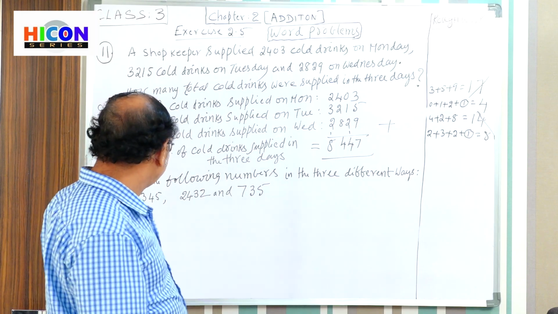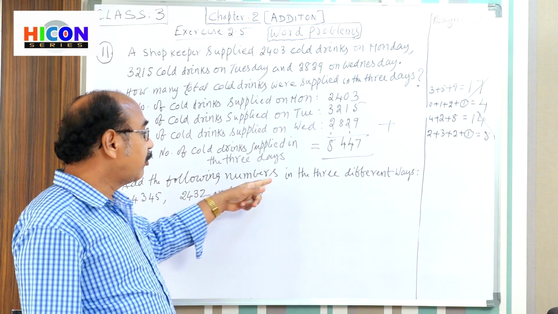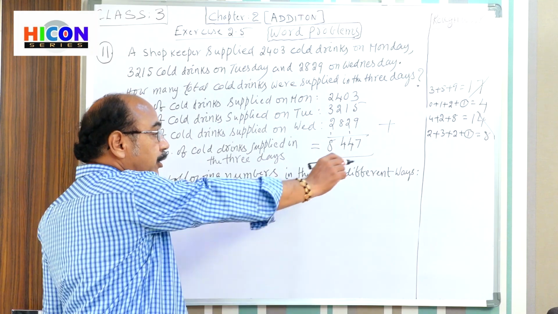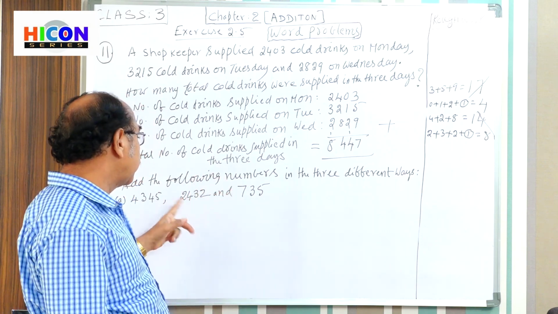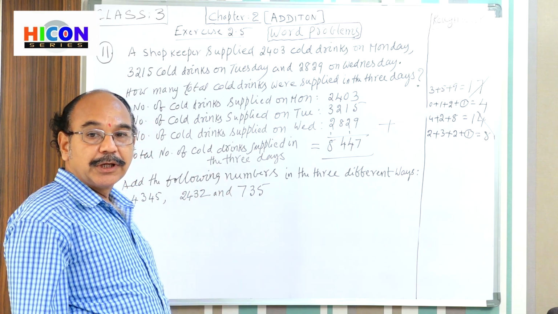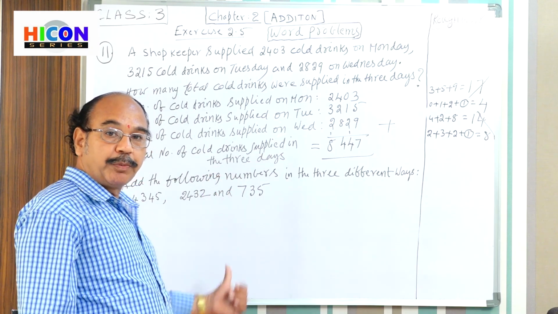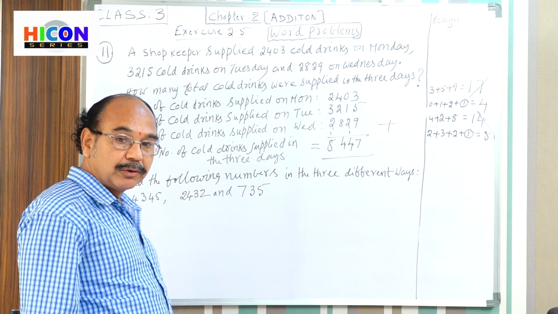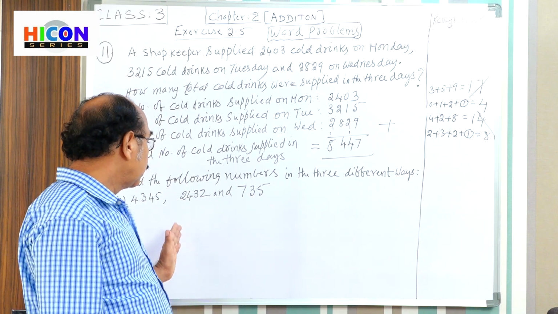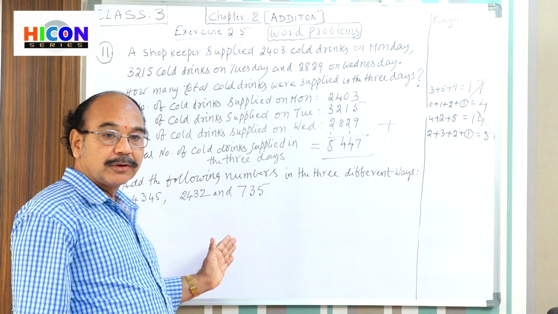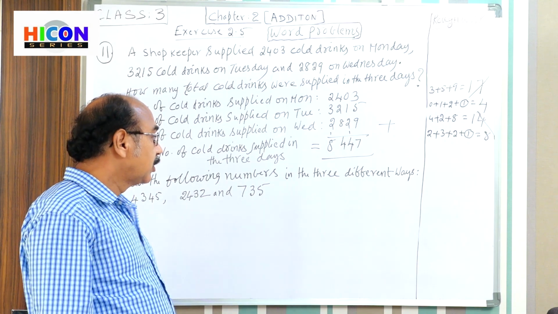Now come to the 12th question. What is the 12th question? Add the following numbers in three different ways. Here three numbers are there. We add the three numbers. In how many ways can we add? In three ways. Grouping the numbers. The three numbers we take group wise, in three different groups.